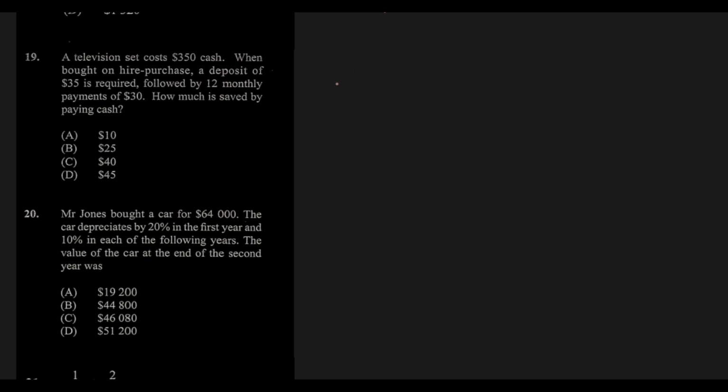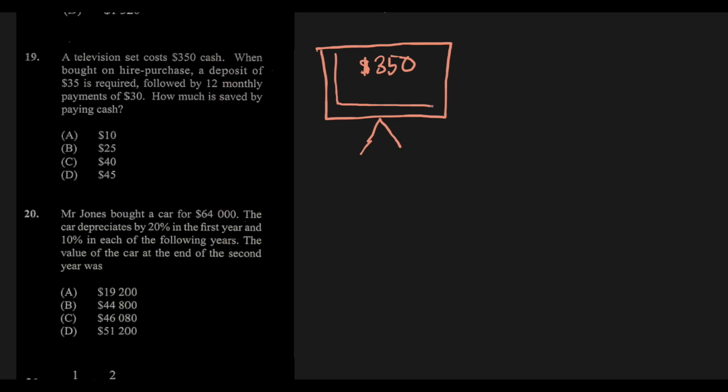Alright, so we have a television set that costs $350 cash. This is my poor attempt at trying to draw a television. Let's just say that this TV is $350 if we pay in cash. A nice flat screen TV. I don't know if you would buy this, but $350 would be for this one. It has a broken leg.